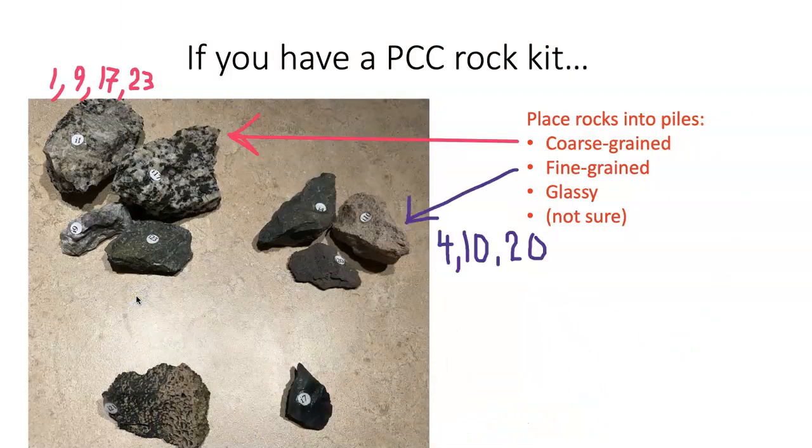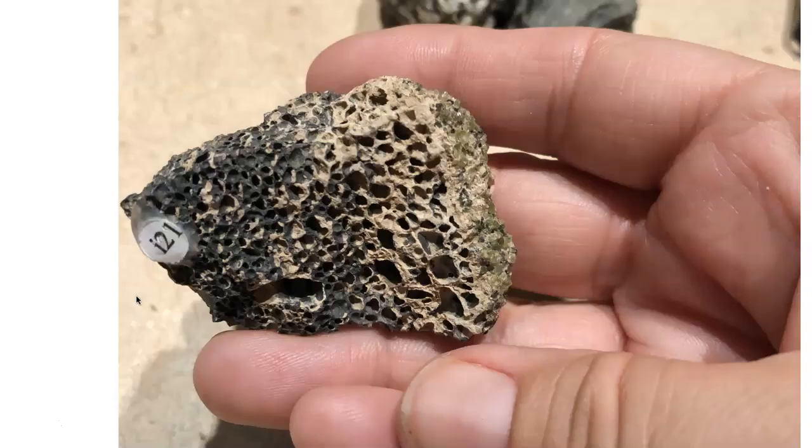Okay, the fine-grained were number 4, 10, and 20. The glass was number 7. And then 21 was a crazy one. I'm going to show you a little bit about this one. Now, if you look at number 21, at least the one I have, it's vesicular. Okay, so these are the vesicles I was talking about. And the material out here is very fine-grained. You can't see individual minerals. It's black. So this out here I would call fine-grained.